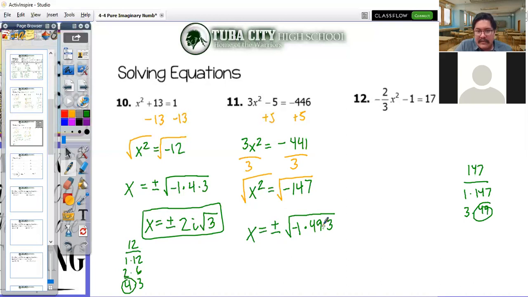So let's get ready to write our final answer. We have the square root of 49, which is 7. Then the square root of negative 1 is i, and the square root of 3, because it's still under the radical, can't come out. It's not powerful enough to get out of that radical on its own, so it's just going to have to stay there as a leftover.